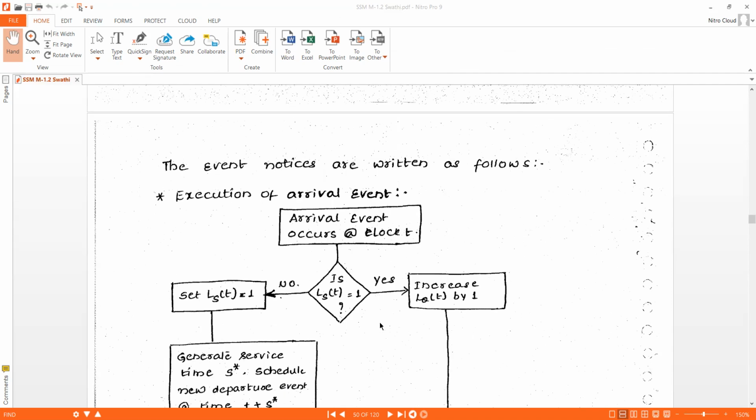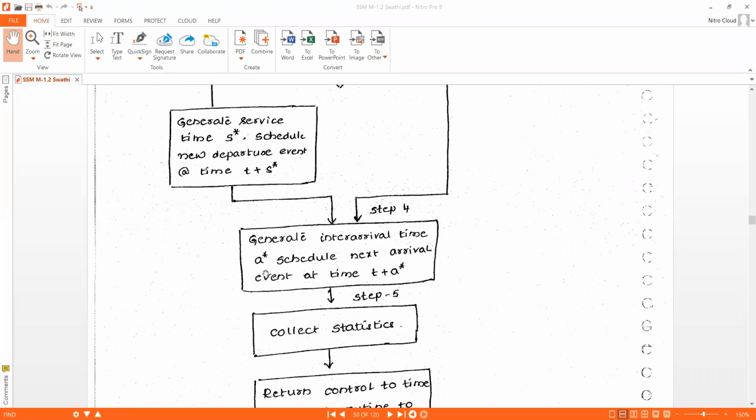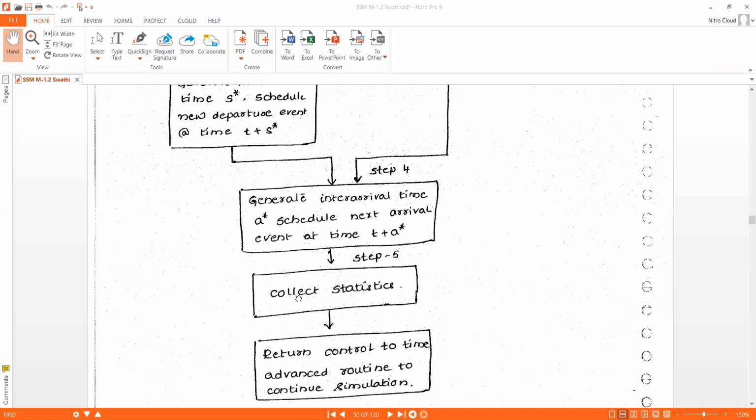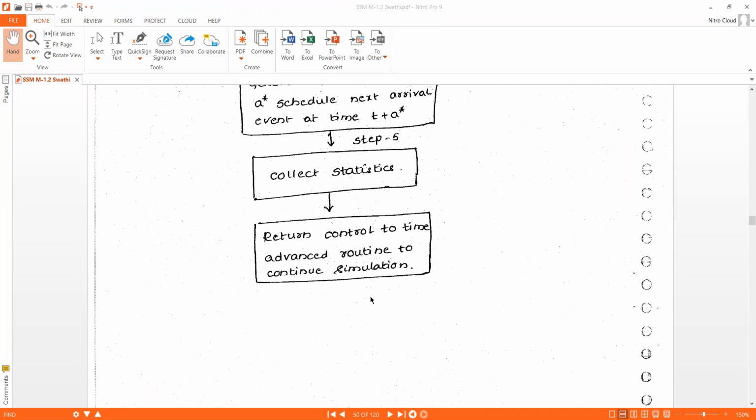Event notices are written like this. Execution of the arrival event will be like this. When the event occurs, we need to check whether LS of t is equal to 1. If it is equal to 1, put that arrived customer in the queue. If LS of t is equal to 0, then assign the customer to the server and set LS of t equal to 1, and the server will service the customer. Then generate the inter-arrival time and schedule the next arrival event, collect the statistics, and return the control to the time advance routine to continue the simulation.